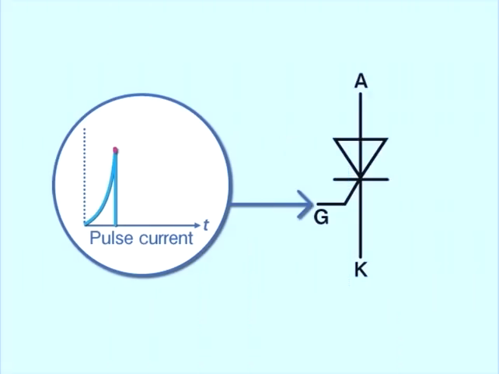When pulse current is passed through the gate, the thyristor turns on. The on state is maintained once the thyristor is turned on. The current flows in the forward direction like a diode during the on state, but current does not flow in the reverse direction. To turn it off, it is necessary to reduce the current to zero. There are various ways of doing this, or by applying reverse voltage to the thyristor.